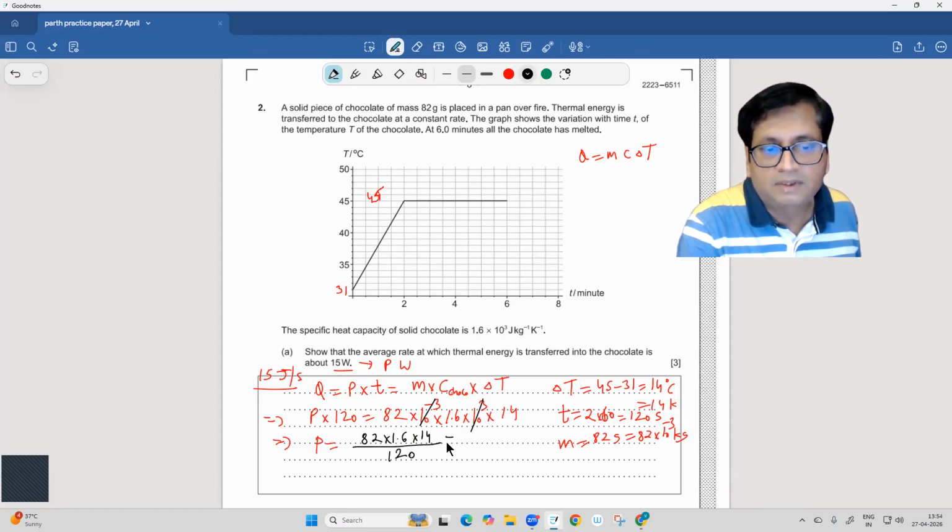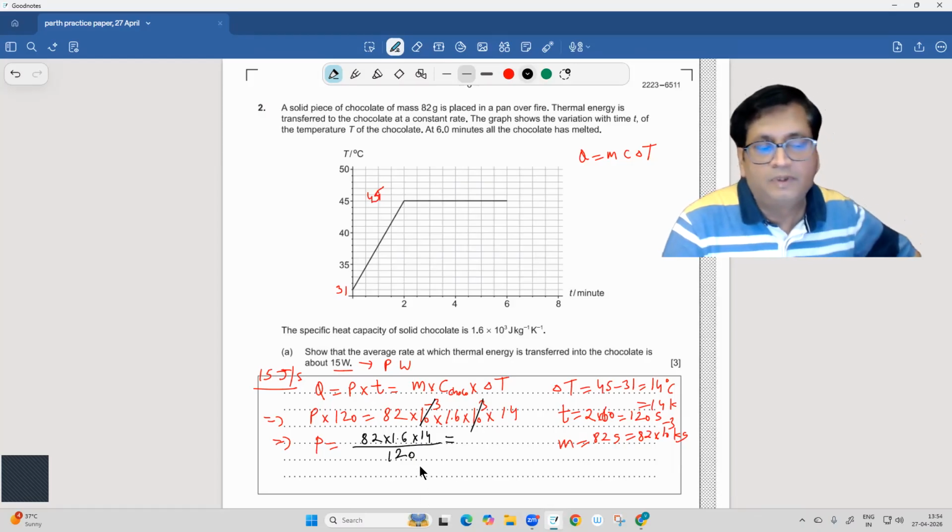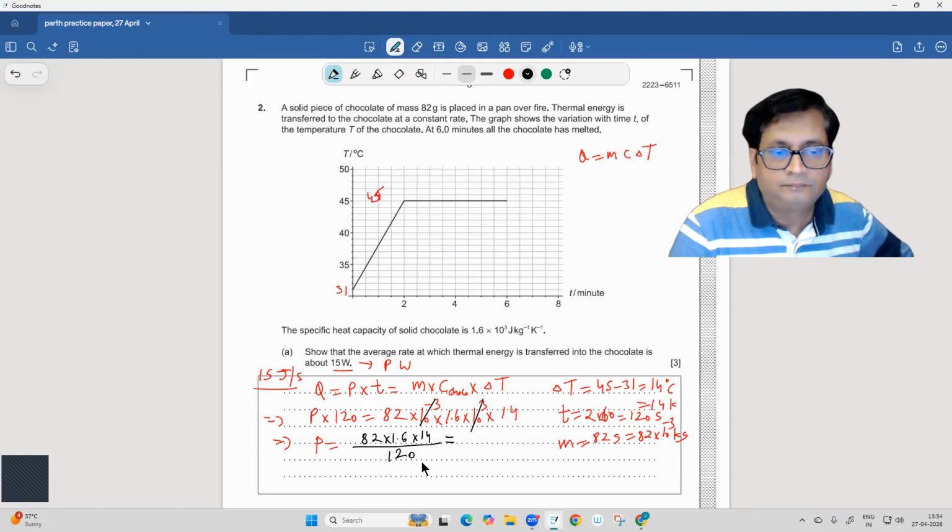How much is this? You can calculate it. Sir, 15.3. Yeah, 15.3, which is nearly 15 watt. That's what he said, right? Okay.